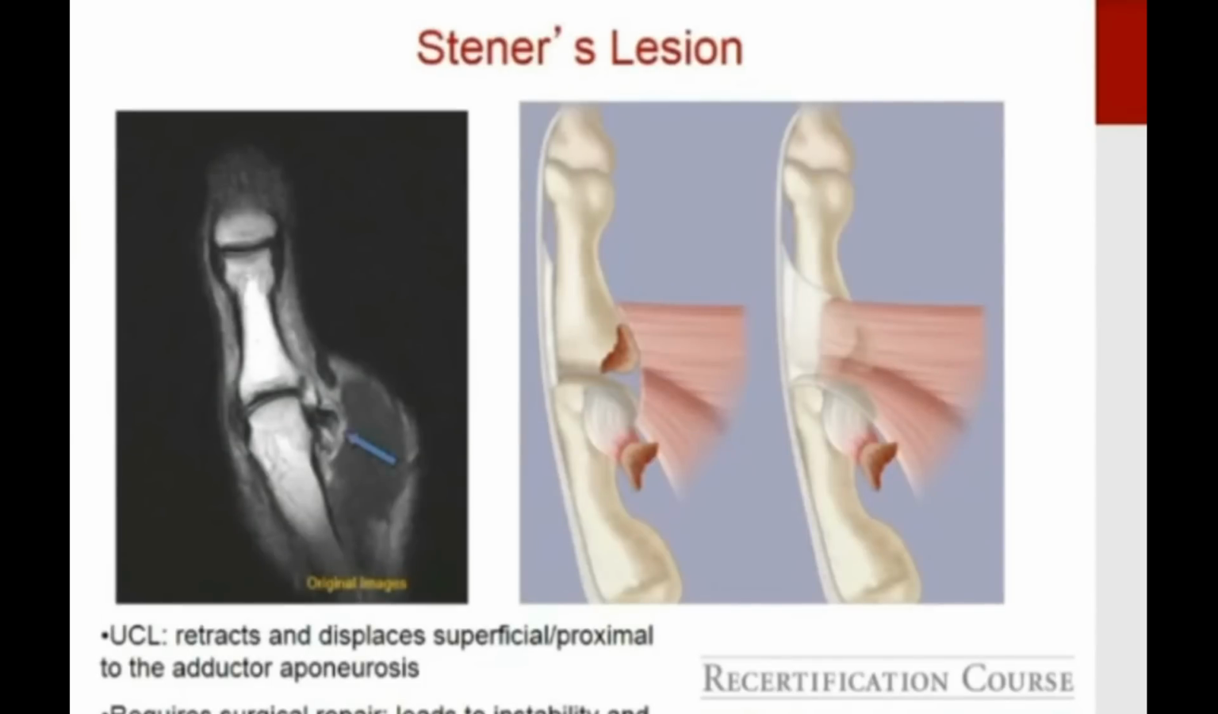The Stener's lesion is a tear of the ulnar collateral ligament of the first metacarpophalangeal joint. We can see that in this particular MR case, the ligament is torn at the distal attachment site. It's retracted proximal to the adductor aponeurosis with entrapment of the fracture fragment and the torn ligament, and this is indicative of a Stener's lesion.